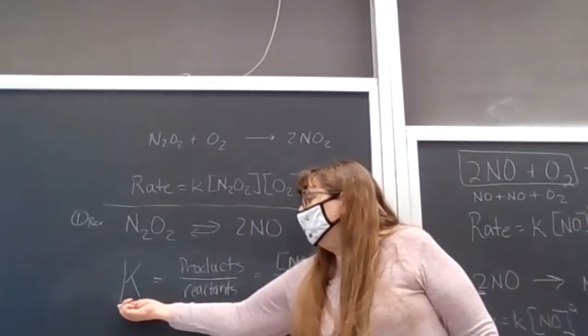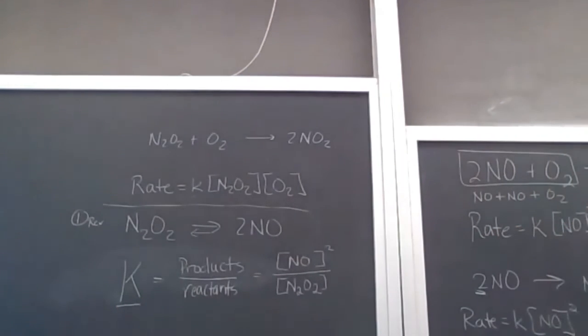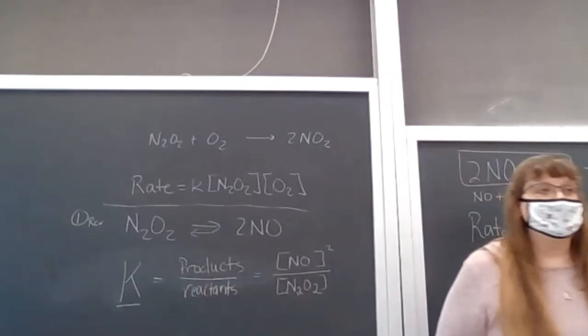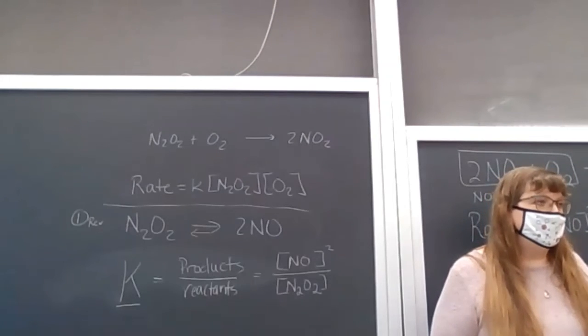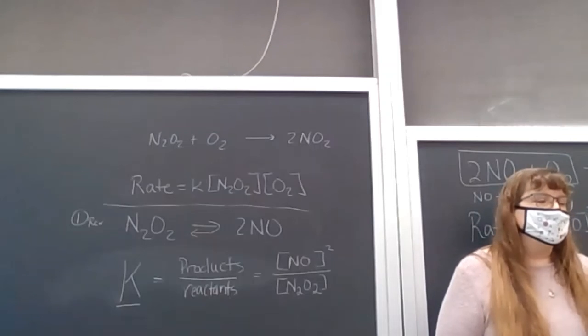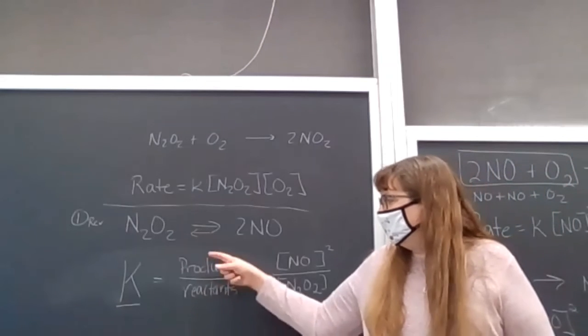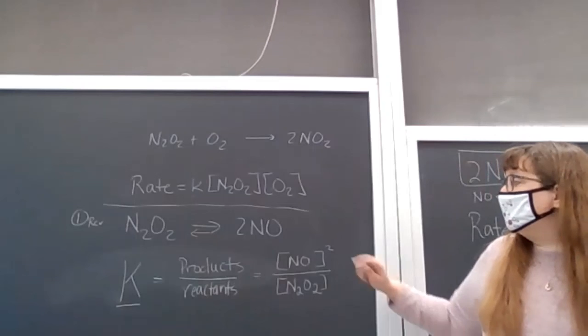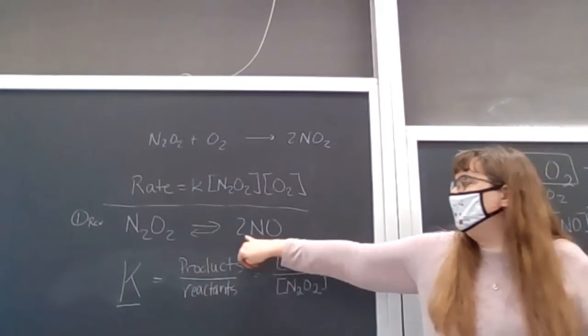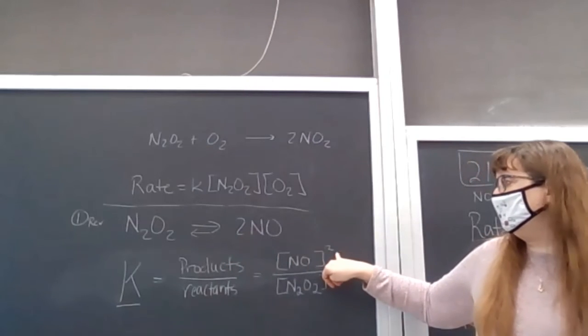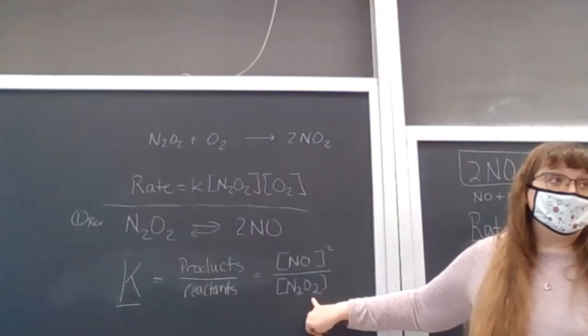And so the equilibrium constant is also a K because chemistry is confusing. This is a capital K. All right. Rate constant is a lowercase k. This is a capital K. And we find this as products divided by reactants. And most of the time, 99% of the time, it's by concentration. We'll talk on Wednesday about how you can also do it with pressures, but concentrations here. And so if I were going to do this reaction, I would take the product, NO, and because there is a coefficient of 2, I would square it, and I would divide by N2O2.